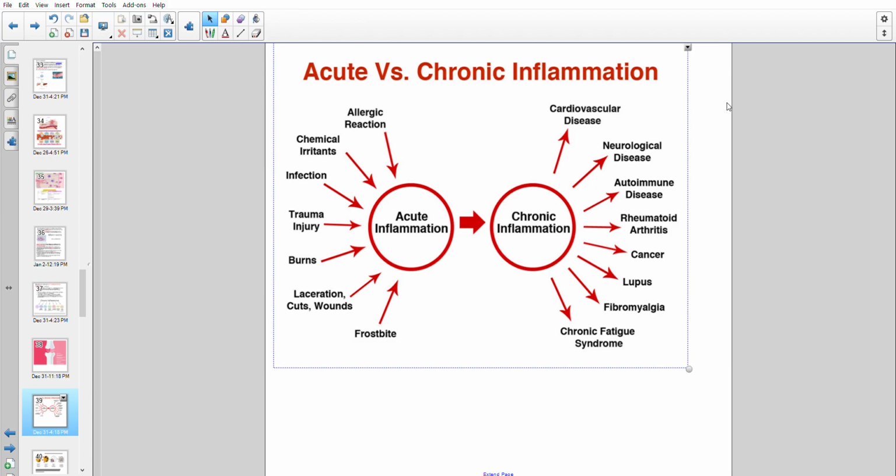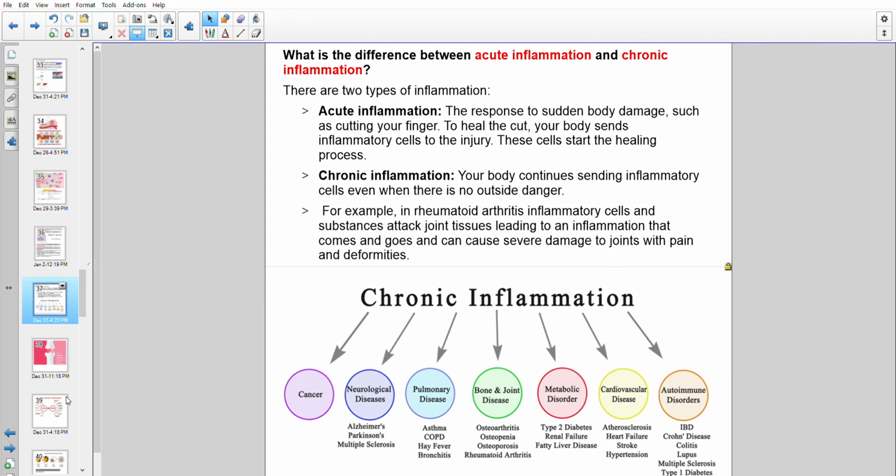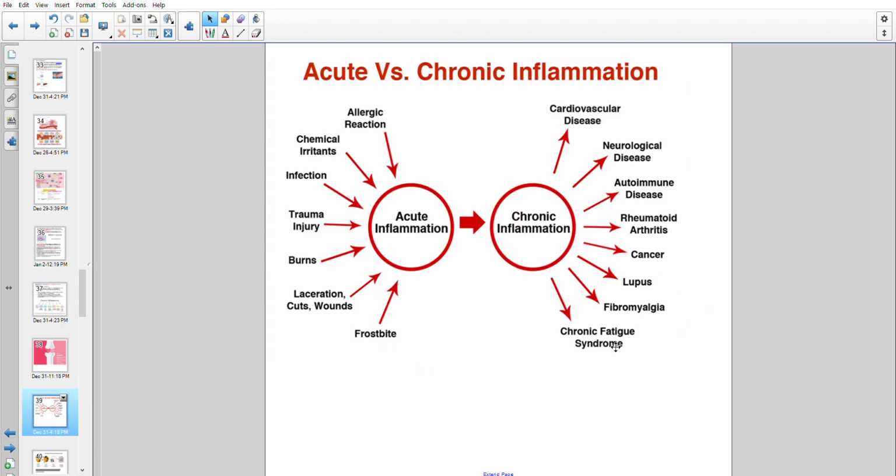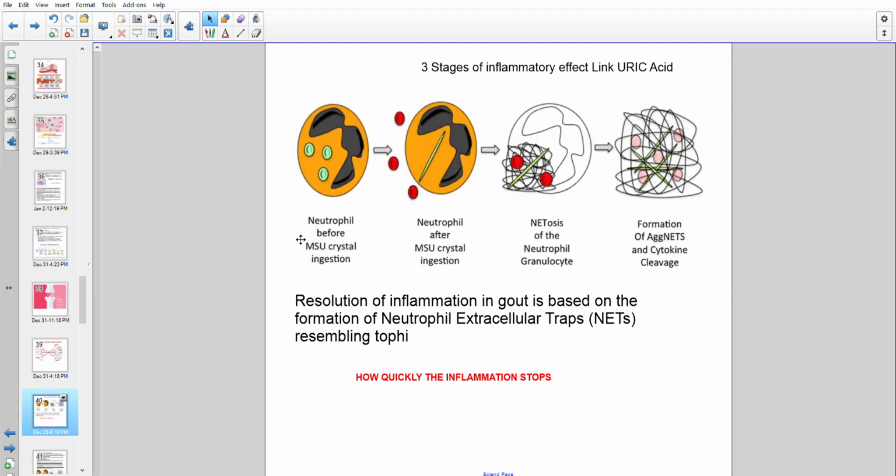And here are again some of those others that I mentioned. This diagram's got a few others here. It's got cancer, lupus, fibromyalgia, chronic fatigue syndrome, rheumatoid. So all of these are consequent of chronic inflammation, the damage that they do. Now I'm going to stop it here, because the next part I'm going to go to is really what happens with the uric acid crystals, and that will be the second part of the next video.